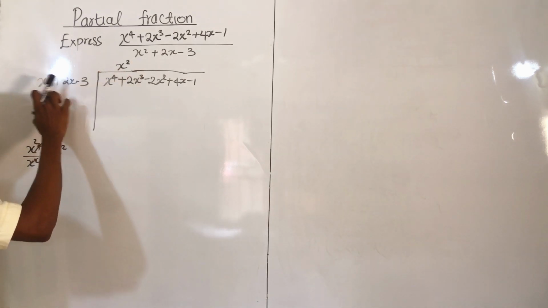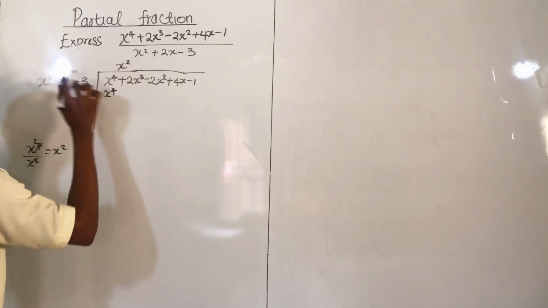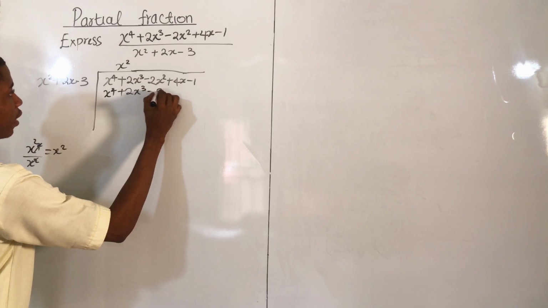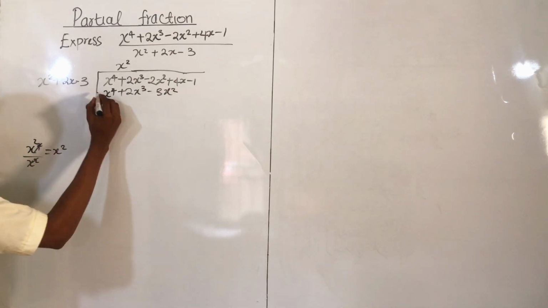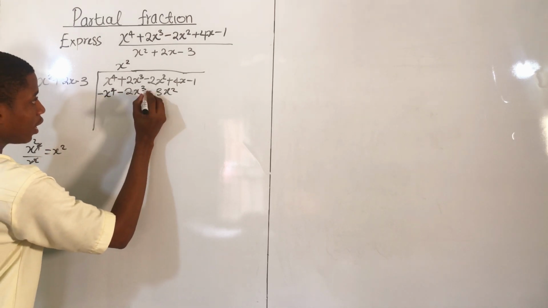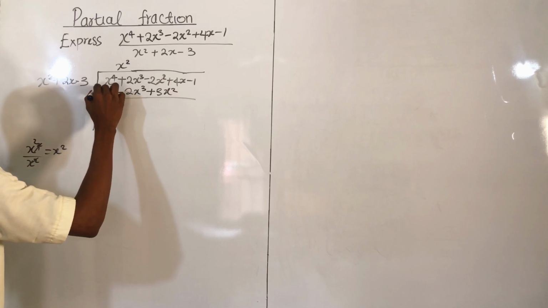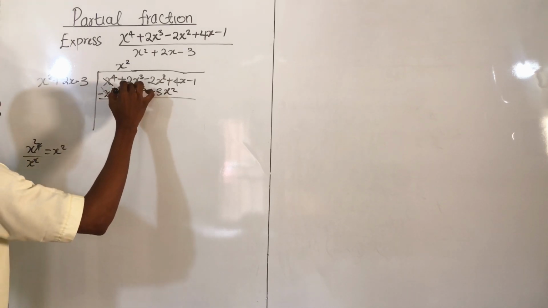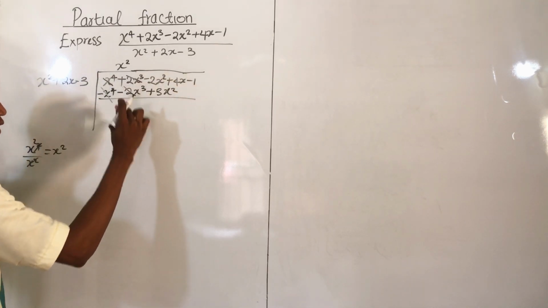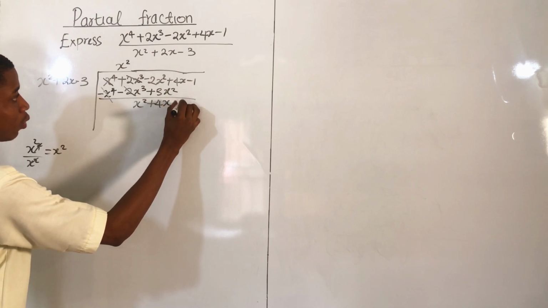Use this x squared to multiply everything you have here. So you have x raised to the power 4, plus 2x cubed, negative 3x squared. Now, negative will open all the brackets. You're having negative here, and this will change to positive. This will cancel this. This will cancel this. So you're left with negative 2x squared plus 3x squared. You're going to be left with x squared plus 4x negative 1.